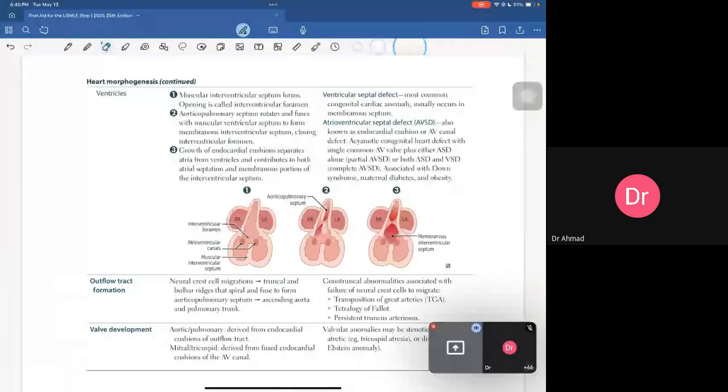So there would be two things. First, the atrial septum, and secondly, the membranous portion of the interventricular septum, as well as the separation of atria from the ventricles. Now, why are these endocardial cushions important? I will tell you now.